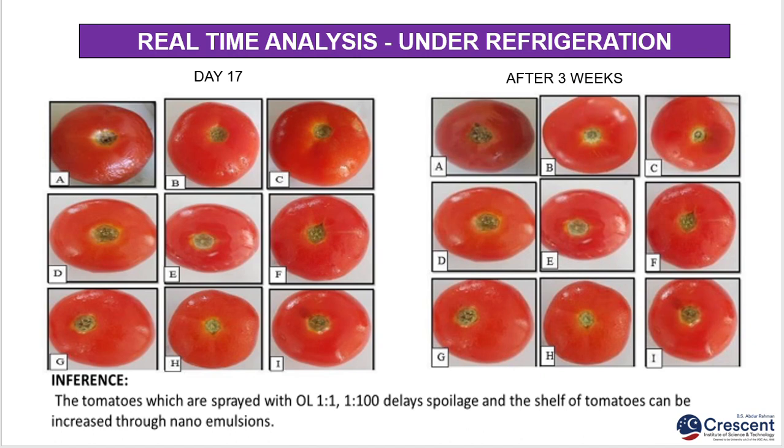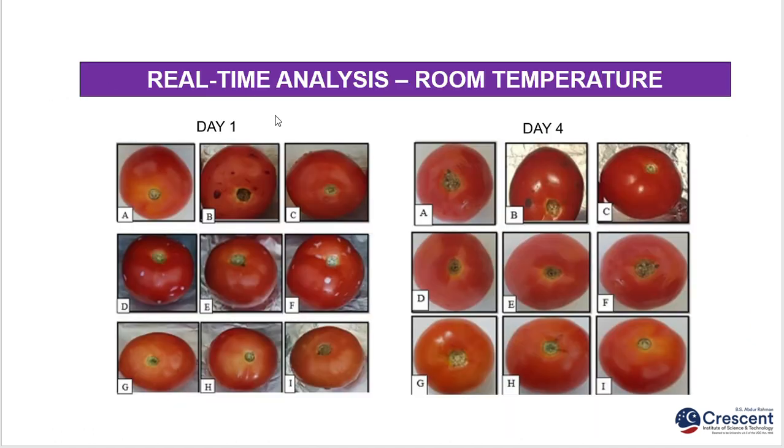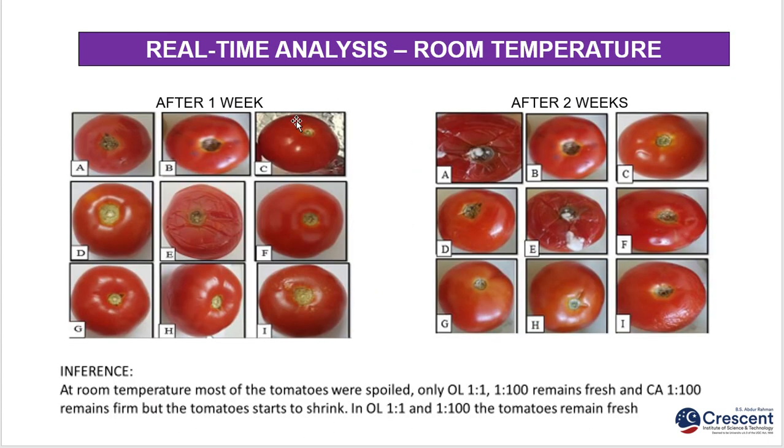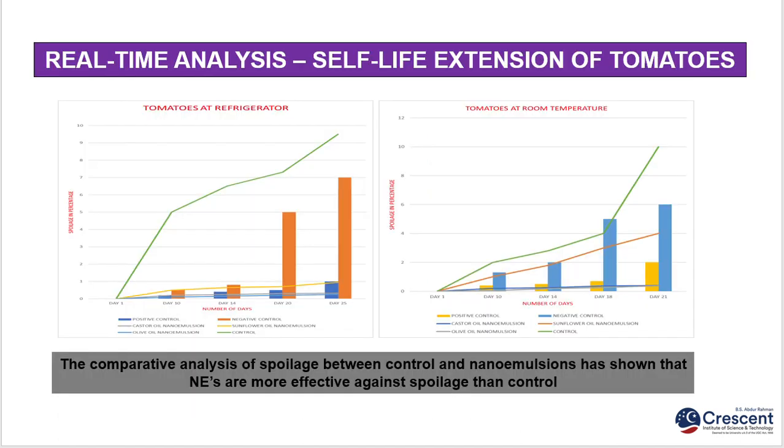For example, we even tried at room temperature. You can see at room temperature, definitely, a big difference. See day 1, day 4, and then here after a week. After 2 weeks, the room temperature one is completely gone. Even if one of the nano emulsions is not working well, the others look very fresh, same as the first day. We are surprised that these nano emulsions are doing wonders.